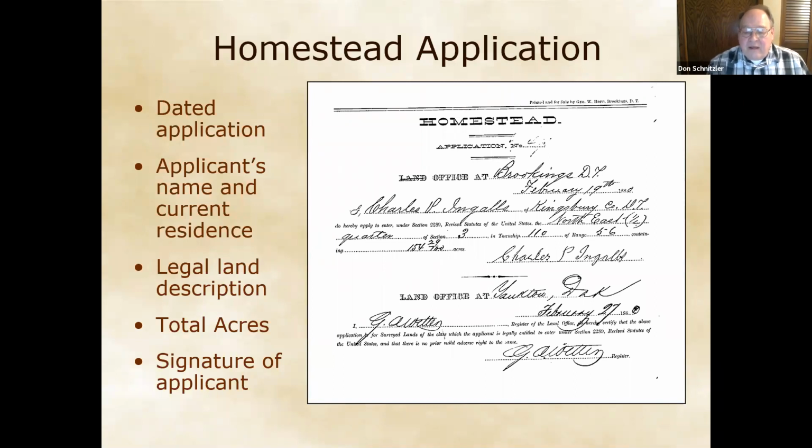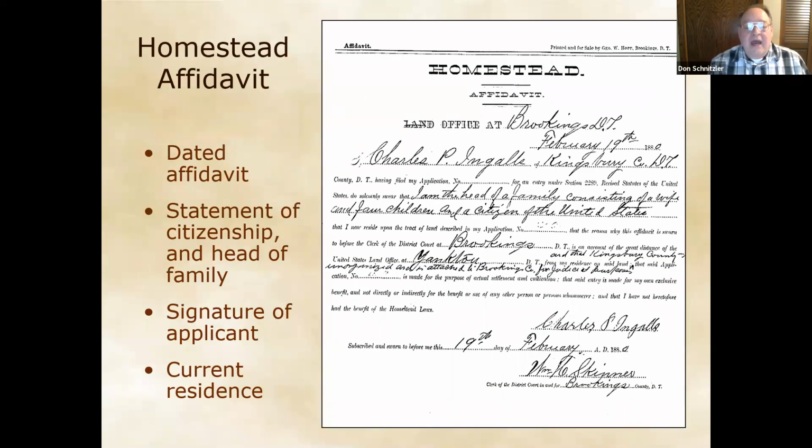One of the things that the homestead application or the homestead case files are good for is providing multiple opportunities to find the signatures of your ancestors, because the homesteader was required more than once to sign these forms. And so as you're going through homestead applications or homestead records, quite often you'll find multiple copies of the signed documents. The other part of the homestead application process was the affidavit.